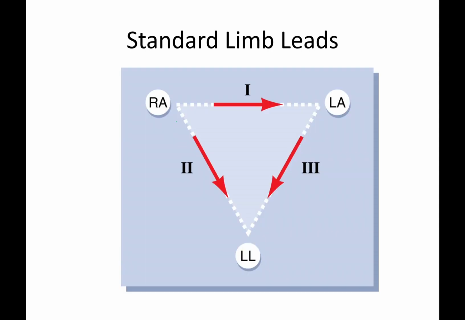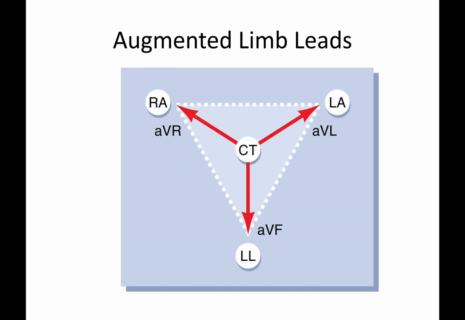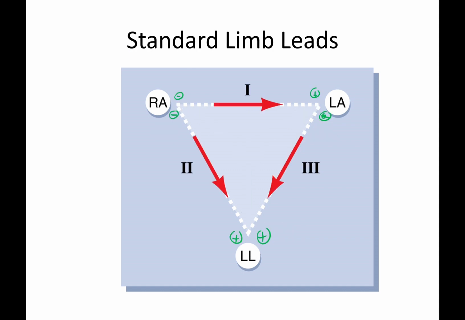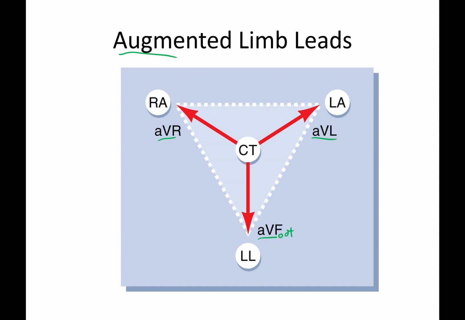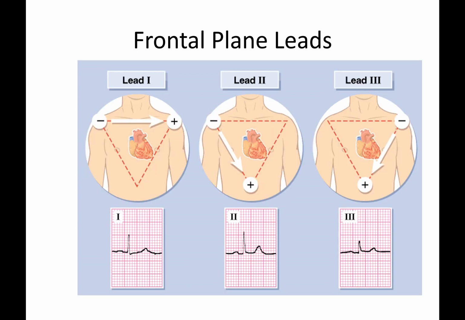Standard limbs, again, just to reinforce, negative up here, positive down here. Positive, negative, positive. Okay, lead 1, 2, 3. Adding that on top of this, which is going to be your augmented leads, so your AVR for right, AVL for left, AVF for foot. You will then notice, I'm going to switch back and forth between these two, how within that same triangle they all look in different directions.